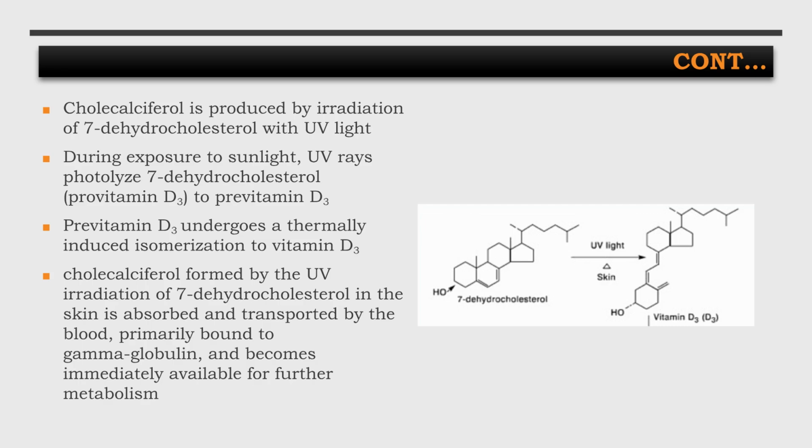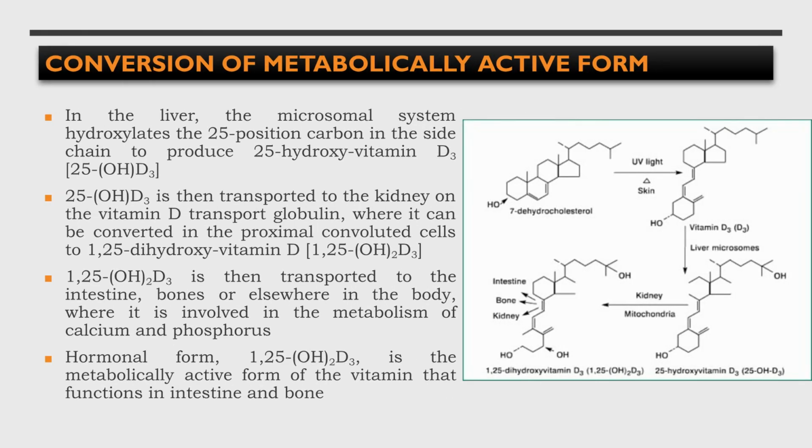It is then absorbed and transported in the blood. In the liver, vitamin D3 is converted to 25-hydroxy-vitamin D3. This is then transported to the kidney and converted to the hormonally active form, 1,25-dihydroxy-vitamin D, which is essential for calcium and phosphorus metabolism in the body.